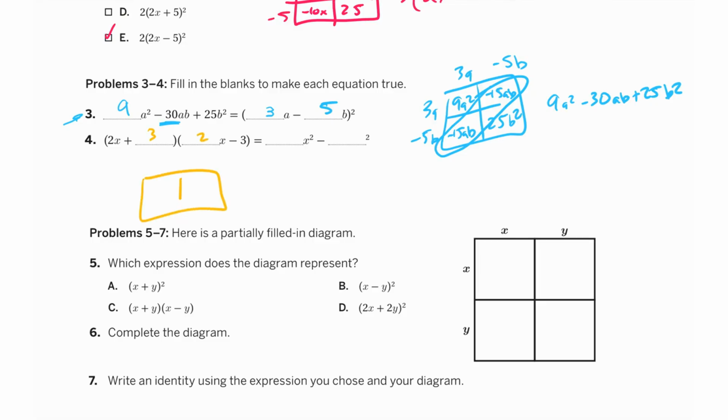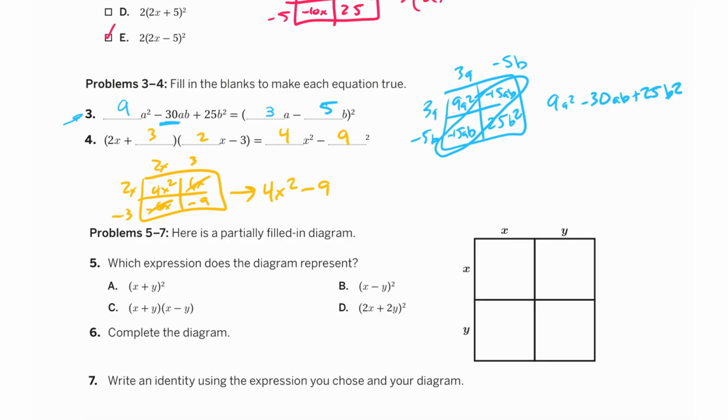When we put this into the box, what ends up happening here is we get this 4x squared to start, then we get positive 6x, then we get negative 6x. So these two here are going to end up canceling out and give me minus 9 at the end. So this becomes 4x squared minus 9.